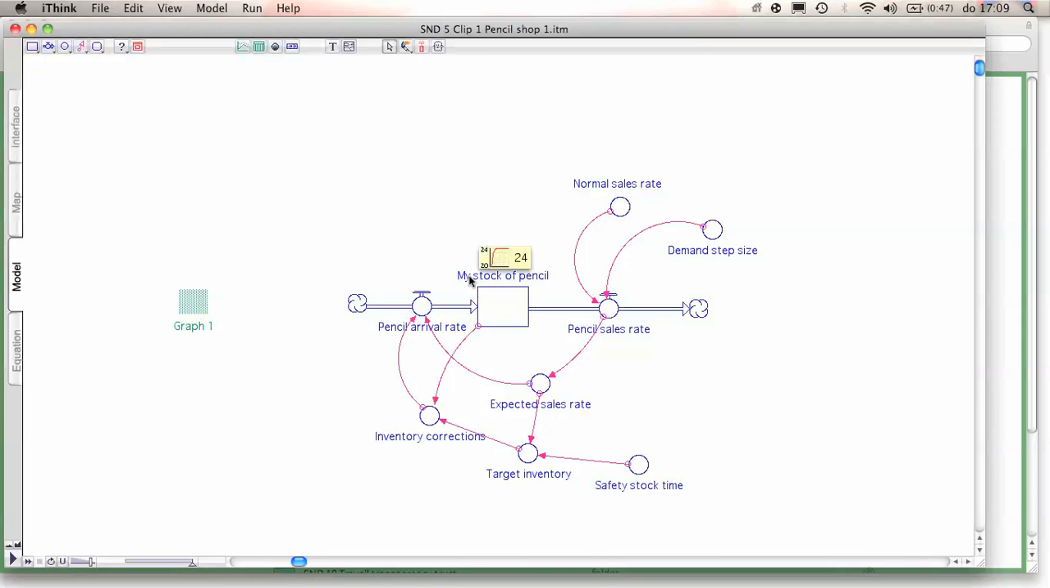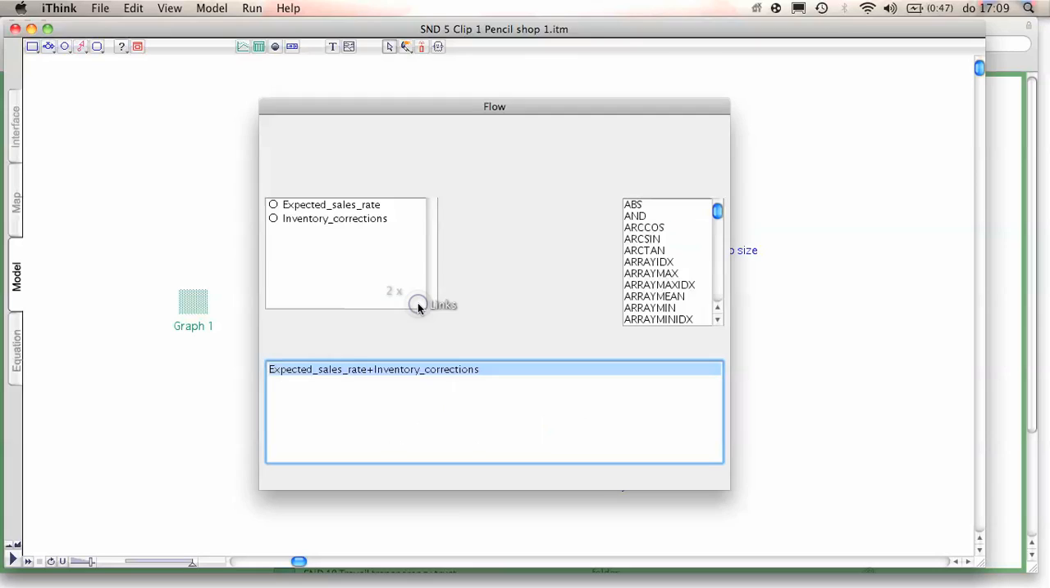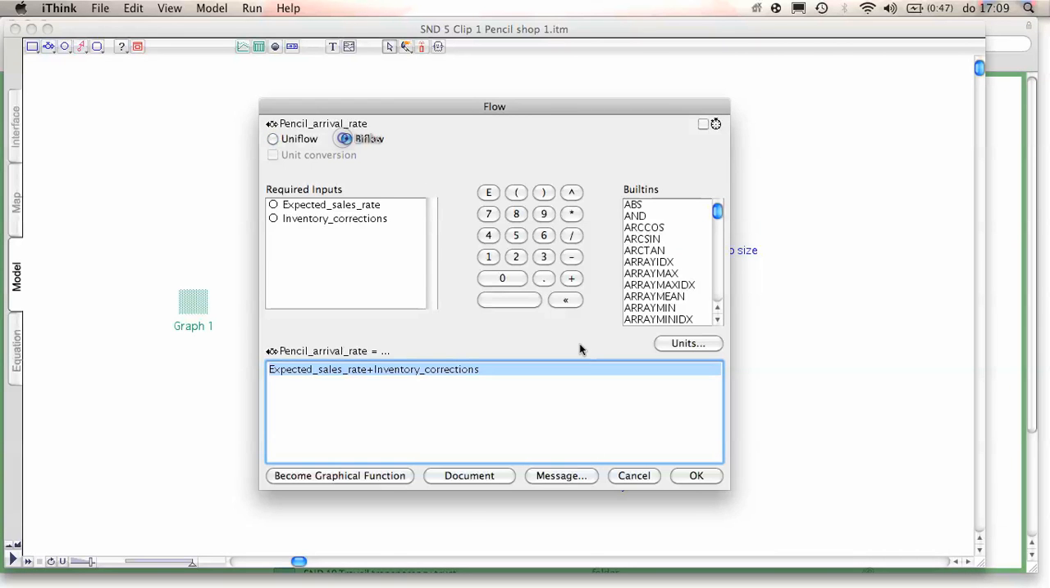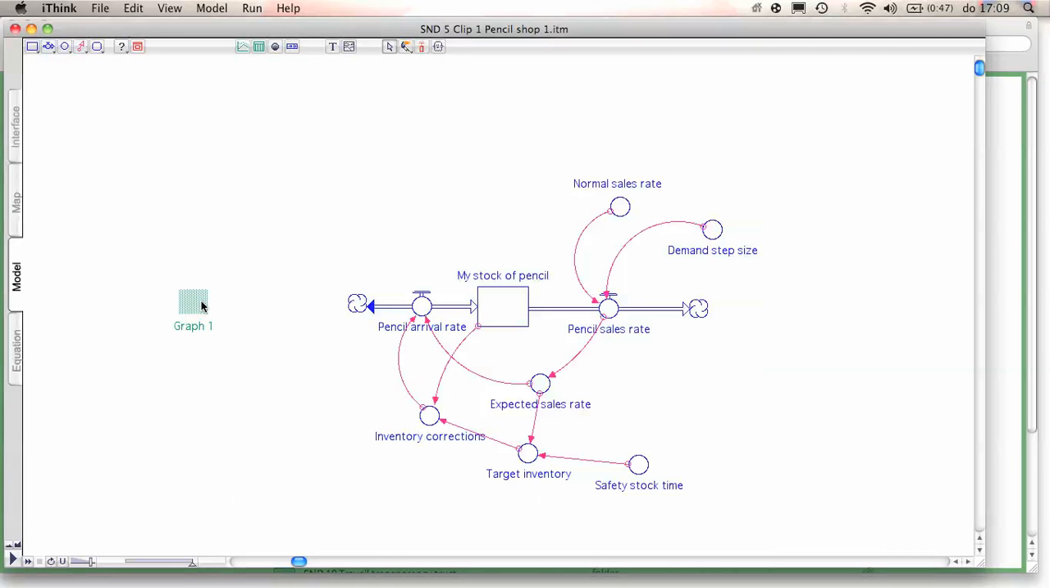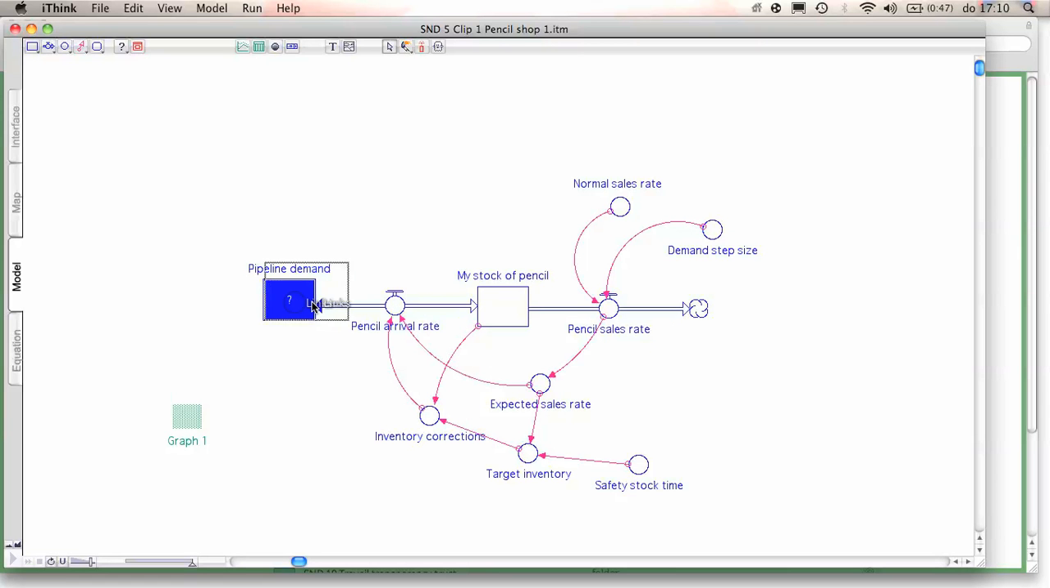We continue with the example of the pencil shop. Just to make things somewhat more interesting, let's do a few things more here. Let's make sure that this can also go down. And let's make this a bit more realistic by saying, actually, it's also quite possible that there's a pipeline demand here. So we don't get shipments instantaneously.